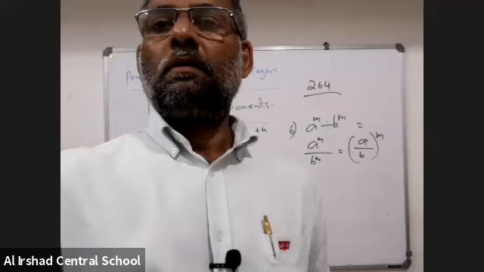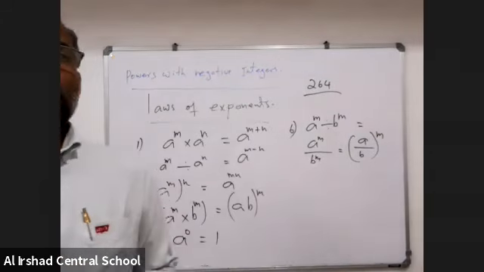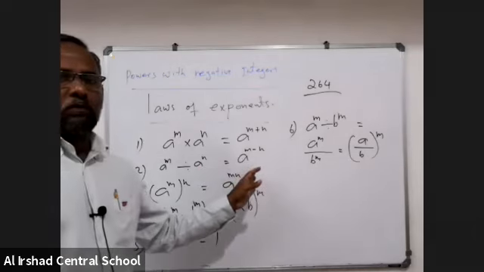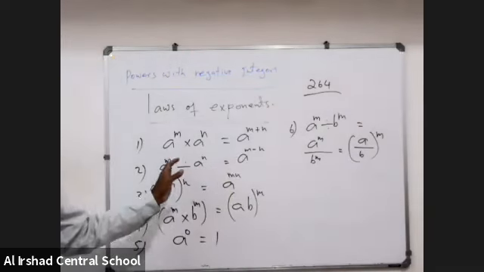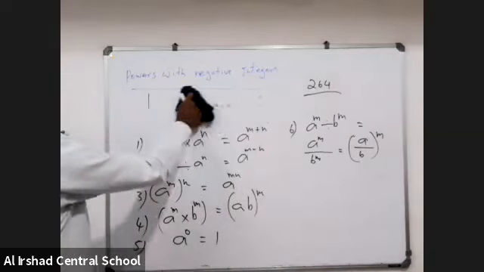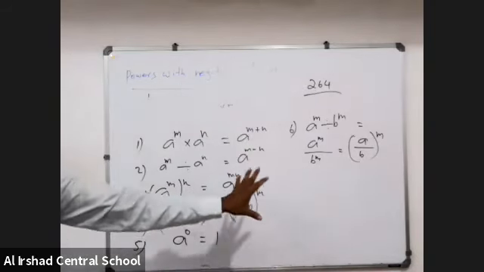What happened? Only 5 now. Okay, fine. Listen here. Now we can try to give example for this one. So first one, a raised to m into a raised to n. Laws of exponents. I think all of you wrote this. Is that six laws?